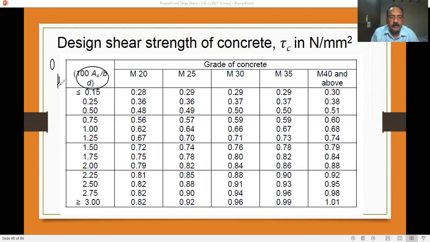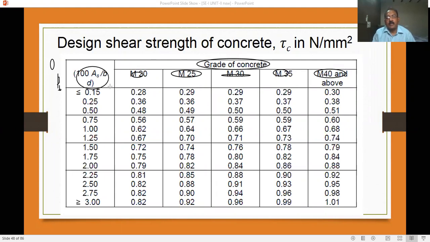PT means percentage of tensile steel, that is percent of steel divided by area. B is the width of the beam, and D is the effective depth of the beam. And here, as I said, these depend upon two factors. This table is given with respect to grade of concrete, that is M20, M25, M30 and M35 and above.